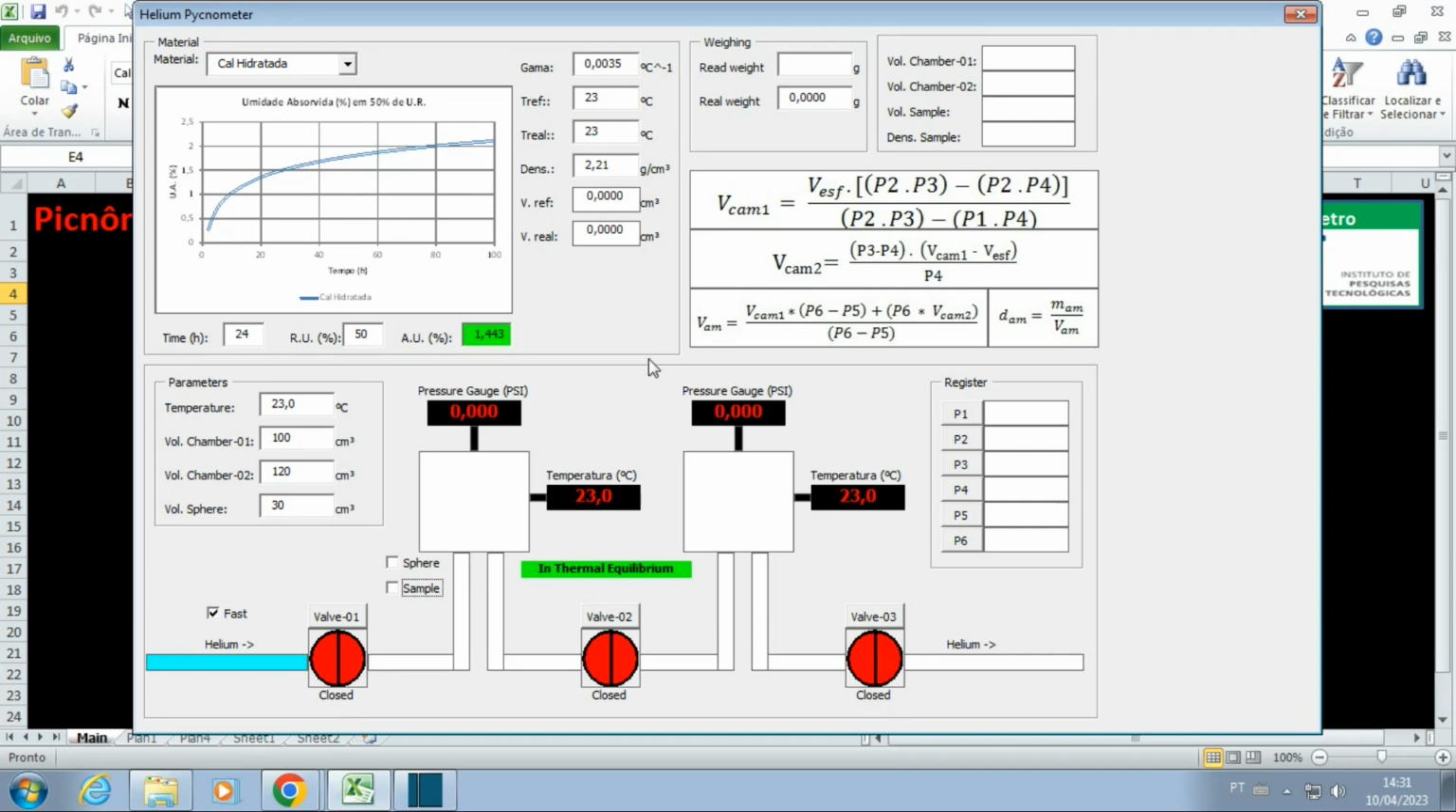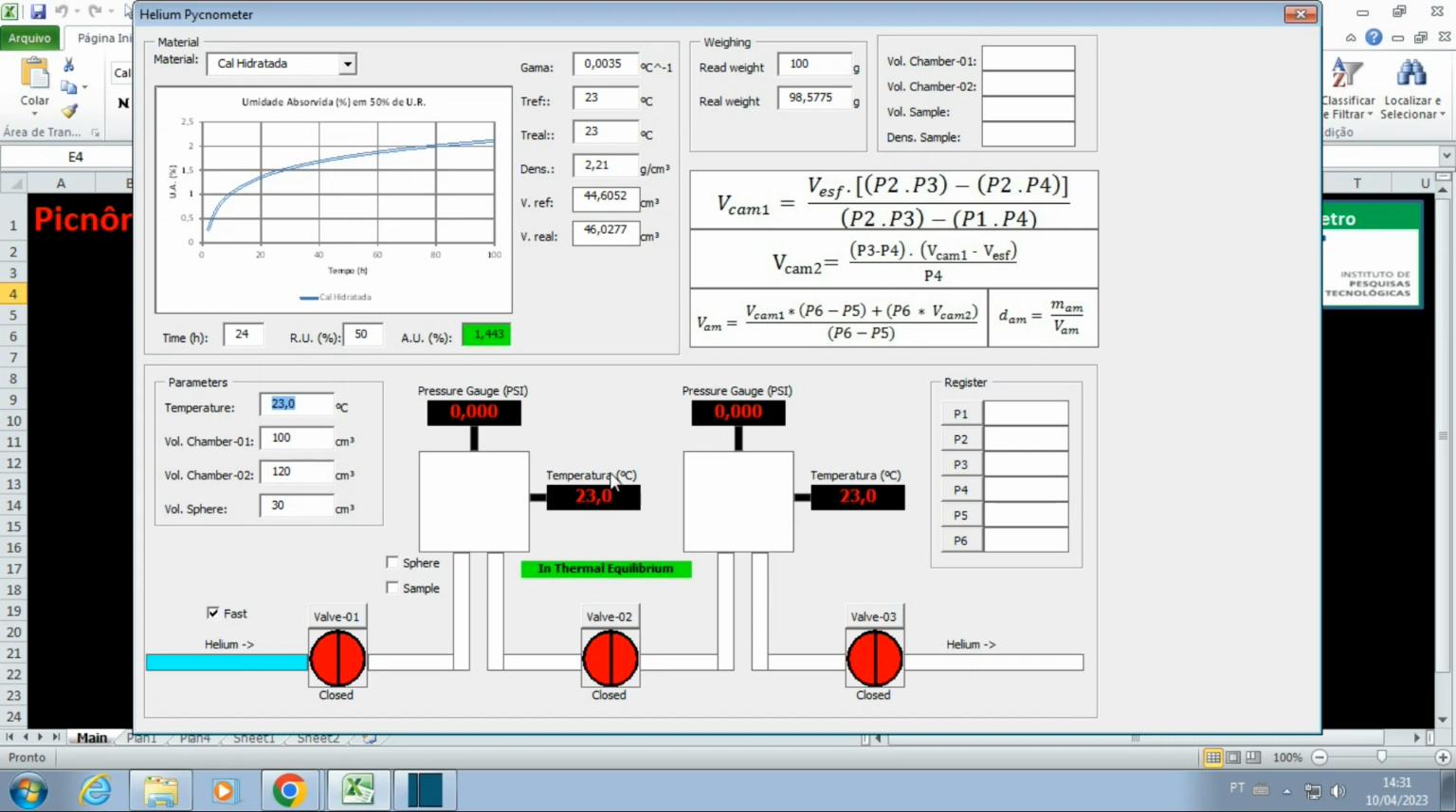Initially, let's fill in some values for the simulation. Sample mass, 100 grams. Density of the sample, 2.21, assuming it is hydrated lime. Test temperature, let's leave it at 23 degrees Celsius. Remembering that the test temperature must be the temperature at which we want to express the result, as the temperature influences the volume of the material.